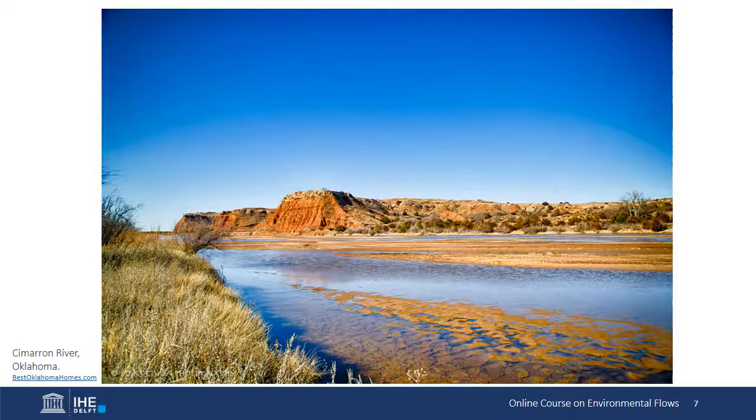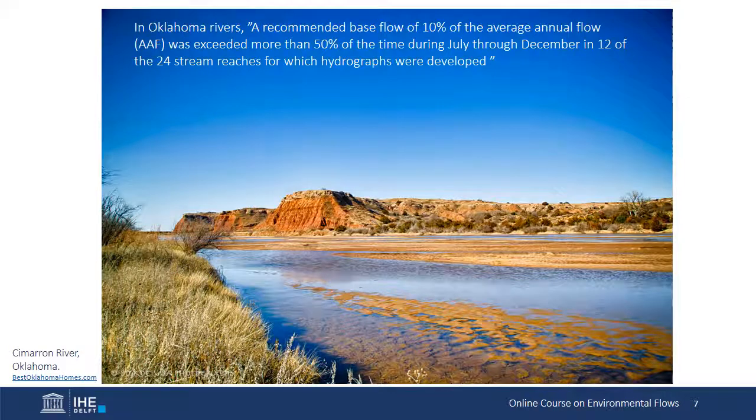and Eugene Mogan of Oklahoma State University attempted to apply the method to the highly seasonal streams of the state of Oklahoma. They compared the percentage recommendations of the Tennant method to actual flows in the state's rivers based on percentiles representing the flow available 10, 50, and 90% of the time. They found that during the driest 6 months of the year, from July to December, only 10% of the average annual flow could be expected naturally more than 50% of the time.